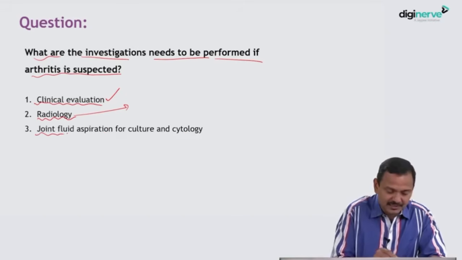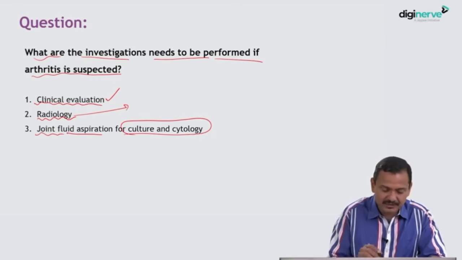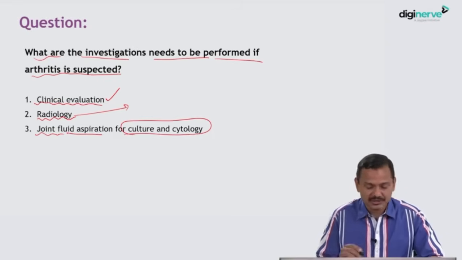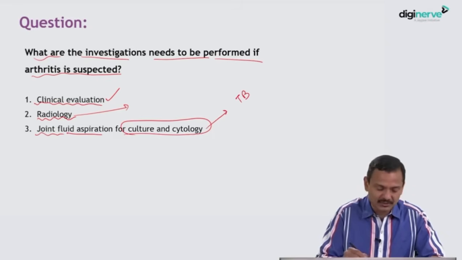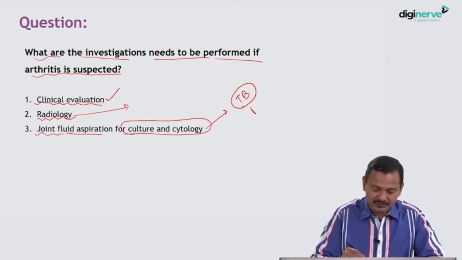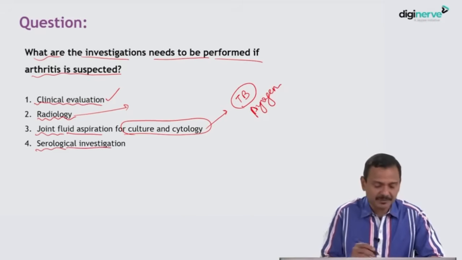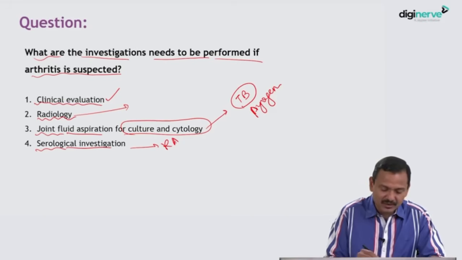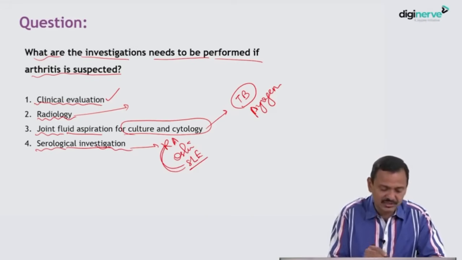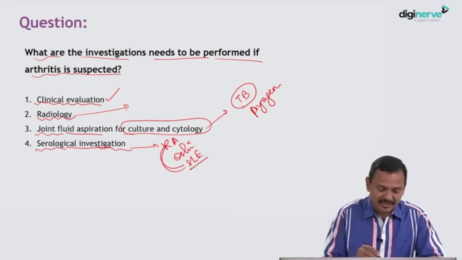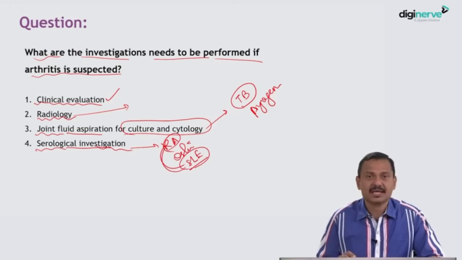Then we can aspirate joint fluid and send for culture as well as cytology to see whether it is tubercular or because of any other pyogenic bacteria. Then serological investigation to see if the patient has RA, osteoarthritis, or SLE. SLE and RA can show serologically positive factors which can help to suspect and diagnose them.